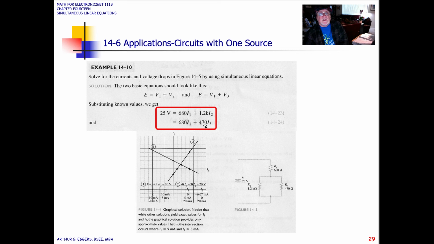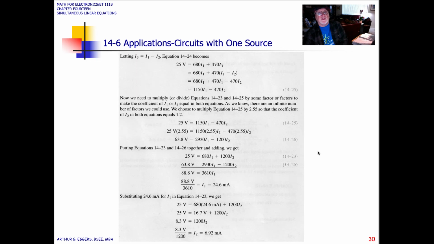And our values here then, for the second equation, 680 I1 plus 470 I3. Okay, so we're just substituting those terms into the expression. So the intersection occurs in this case where current 1 is approximately equal to 9 milliamps and current 2 is approximately 5 milliamps. Okay, so this is not an elegant way to solve a problem, but you can see that you can come up with a graphical solution for this type of equation.